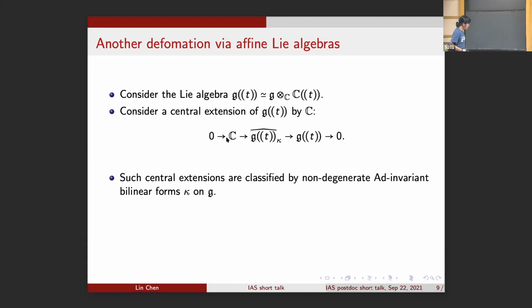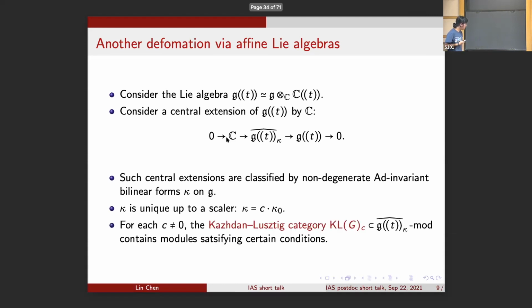And it is known that such central extensions are classified by certain non-degenerate binary forms on the Lie algebra. So again, I'm lying here. You need to assume G to be semi-simple to have this, but just have the general feeling. So this kappa, this binary form, is unique up to a non-zero scalar c. And for each such non-zero scalar, we can consider this category. It's the representations of this central extension.